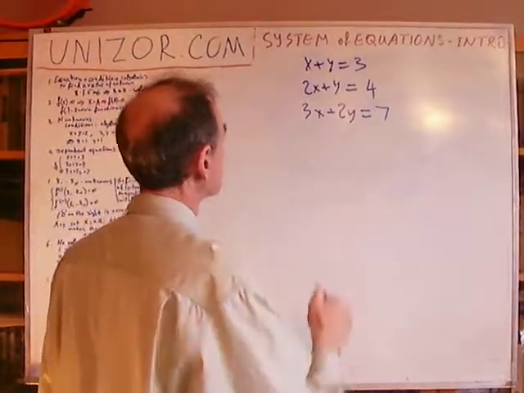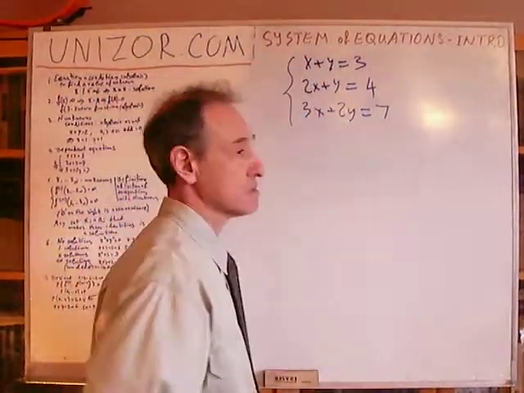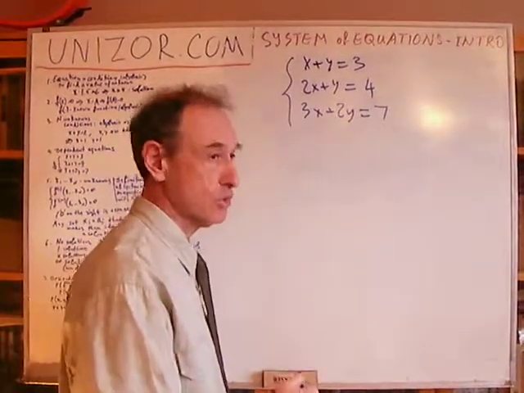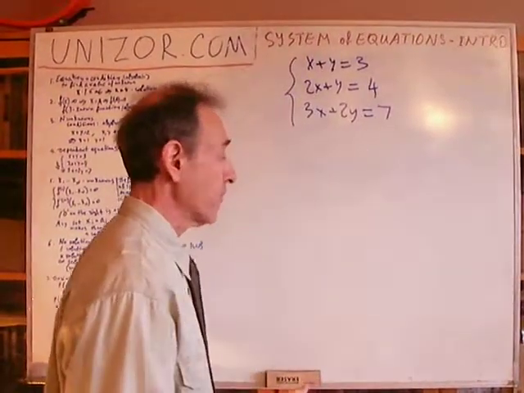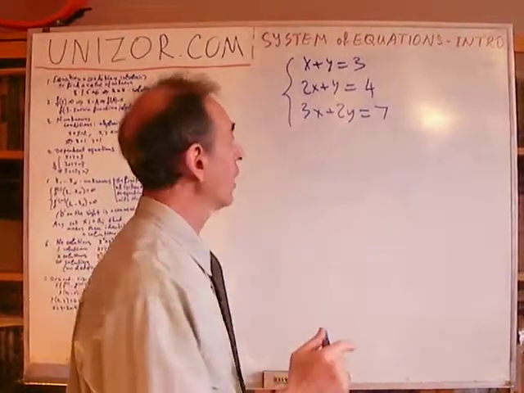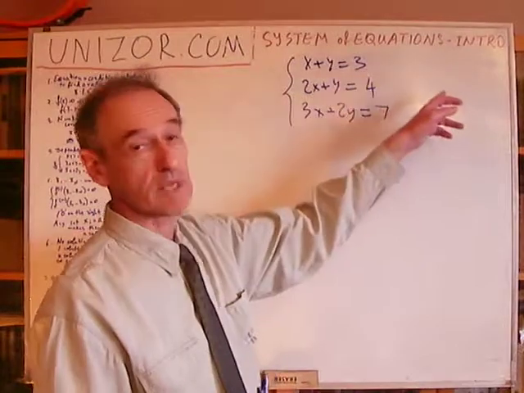Now, is this a system of equations? Well, yes, it's a system of three equations with two unknowns. However, let's just take a look at one particular property. Oh, by the way, it doesn't look like something is equal to zero.